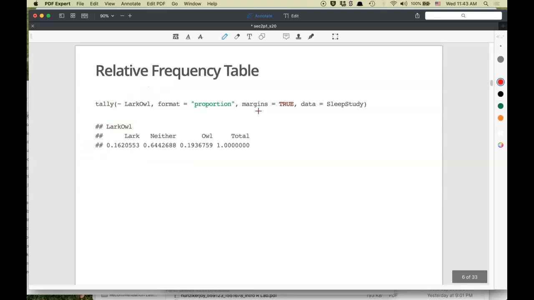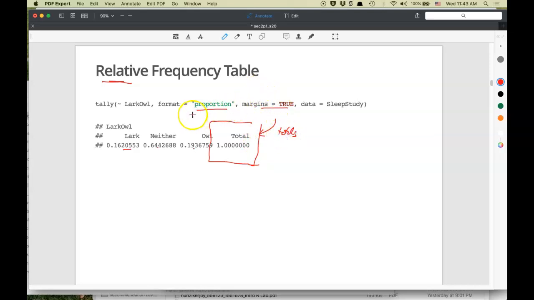All right, now then there's the relative frequency. Rather than just a frequency, relative frequency, we can put format equals proportion, and then we will get the proportion in each category rather than the frequency. Margins equals true. What do you think that would do? Well, the margin of a table is the edge of it, and so what we're really asking for are totals when we ask for margins equals true.